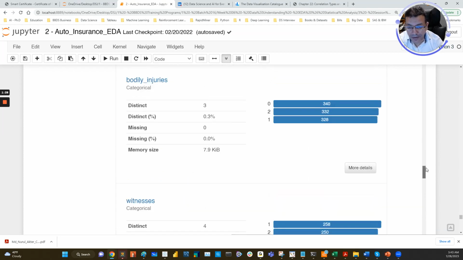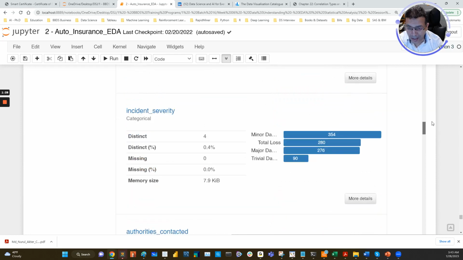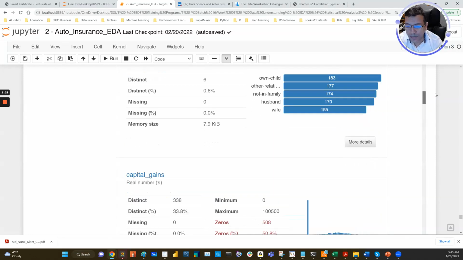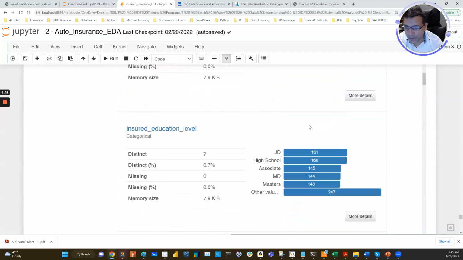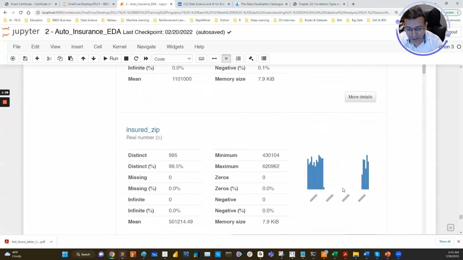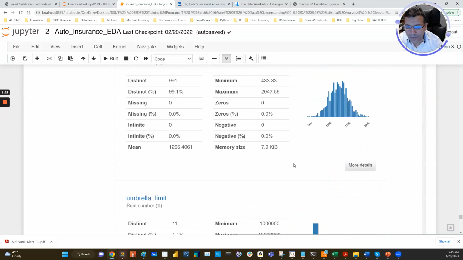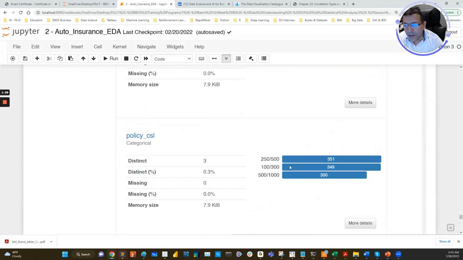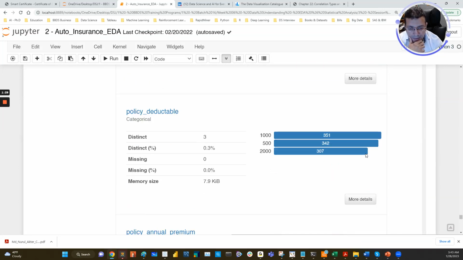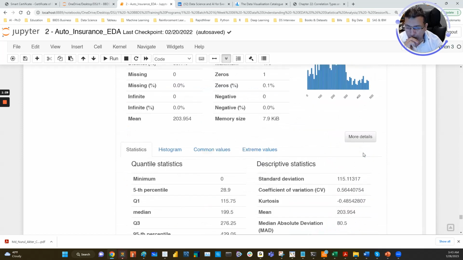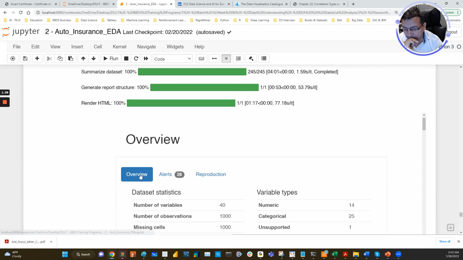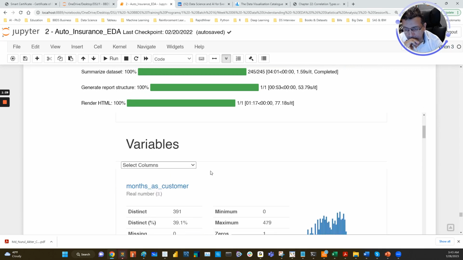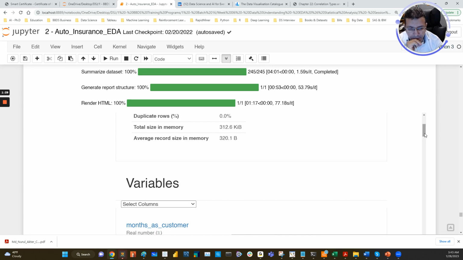Okay, so let's take a look now into the other report overview. What does it say here? Yeah, this is a problem. SweetViz. Yeah, probably the library is not compatible. Yeah, let's run it again.